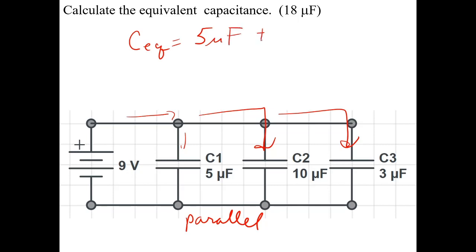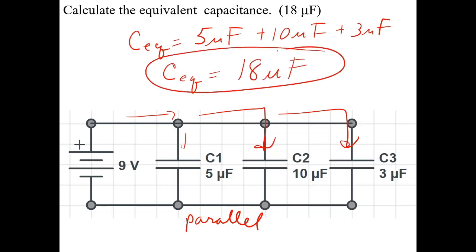5 microfarads plus 10 microfarads plus 3 microfarads. By hooking them up this way, we get a bigger equivalent capacitance of 18 microfarads. So that's really good. That gets us more capacitance, more charge we can store. I think you can see these parallel ones are really, really straightforward.